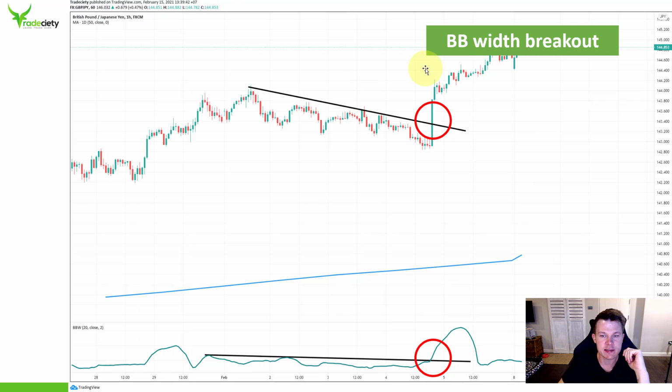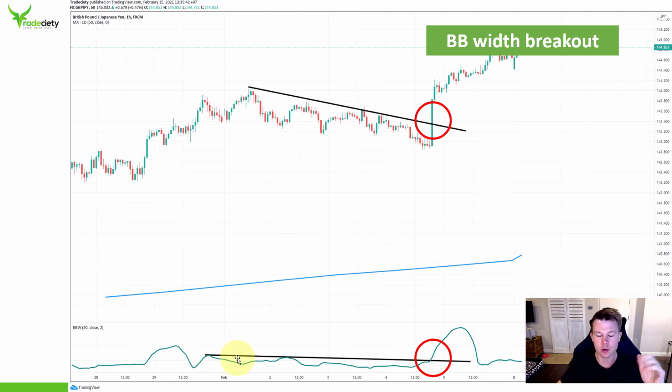The next one is the Bollinger Band width breakout. I already talked a little bit about it in my last video, and there's a lot of interest. So what I have here is the Bollinger Band width. You can find it in TradingView. This is the default setting, 20 periods and 2 standard deviations. And what you want to look for on the Bollinger Band width is a small or a low Bollinger Band width.